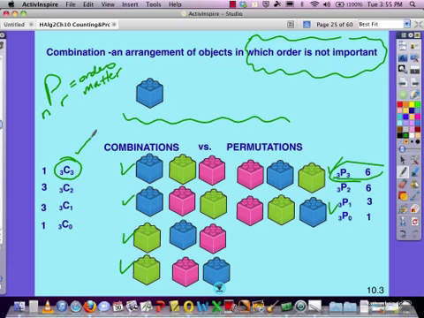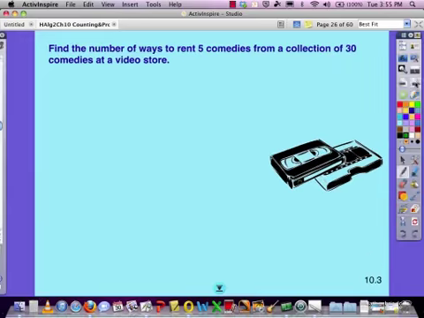All right, so now let's talk about example problems that would fit. Find the number of ways to rent 5 comedies from a collection of 30 comedies at a video store. So we're going to take 5 of them that came from the original set of 30. So combinations: how many combinations of 30 videos taken r at a time, which would be 5 at a time? We would use that factorial combination formula that we learned, n factorial over r factorial.